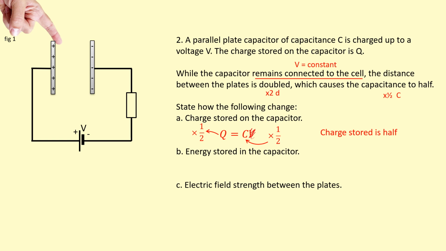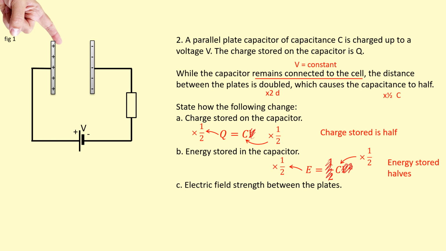The energy stored in the capacitor. For this one, I'm going to use the equation half CV squared. That's because I know half is a constant and V is a constant, so I can rub those out. Capacitance, I know what's going to happen to that, that's going to be half. So the energy stored is going to be half the energy stored before. That's because when you move these capacitor plates apart, we know charge is flowing off the plate, and as the charge flows off the plate, this is going to get dissipated across the resistor as thermal energy.